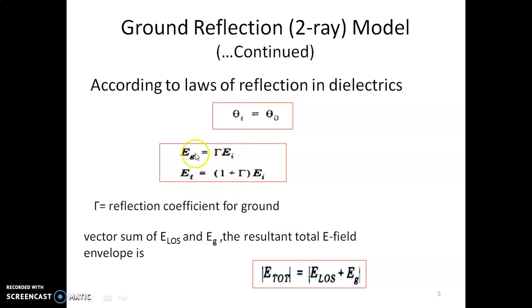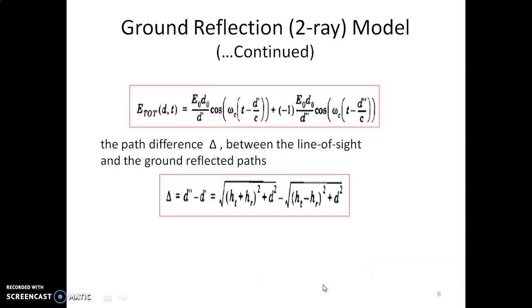E_LOS plus your reflection of E_i. So you will be getting E_g plus reflection E_i is equal to E total. So the resultant total electric field envelope is given like this. Modulus of E total is equal to modulus of E_LOS plus E_g. Then you are going to add the two components.